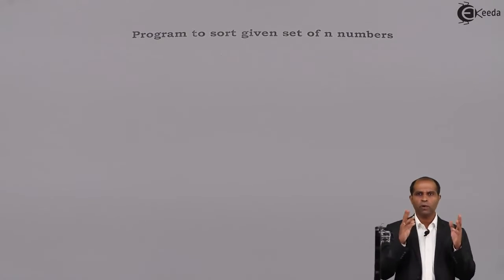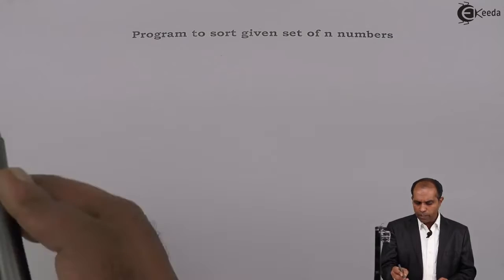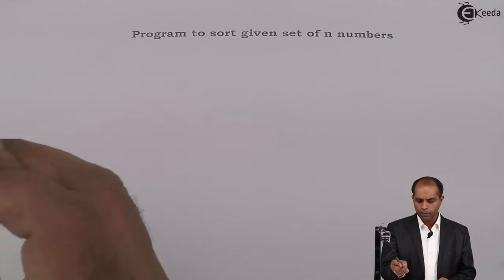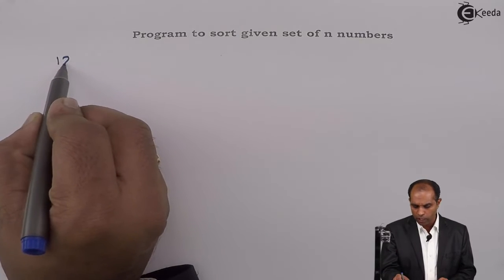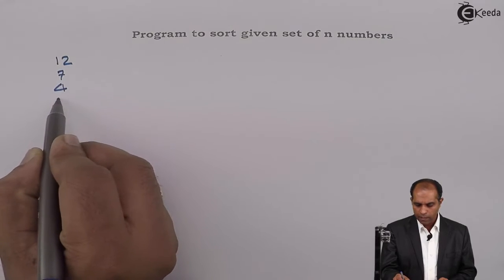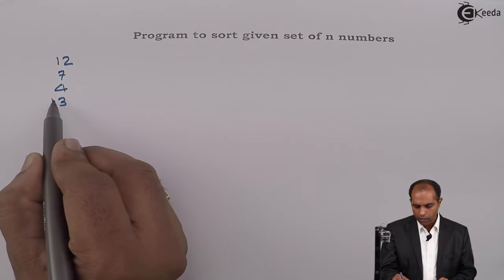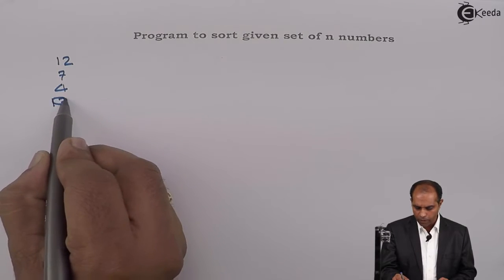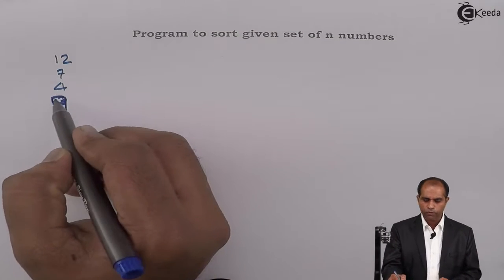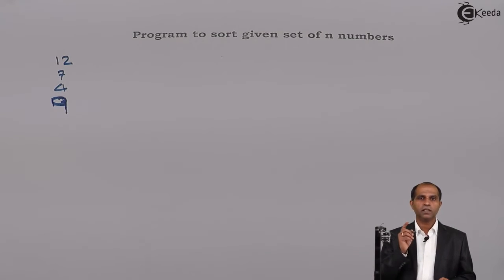You can try the program with any one, right? So let's try and sort a given set of n numbers. Assume that I have 4 numbers. Let me take 12, 7, 4 and, say, 9. I have 12, 7, 4, 9. My task is to arrange these numbers in ascending order, in increasing order.